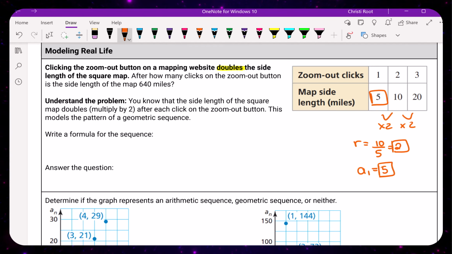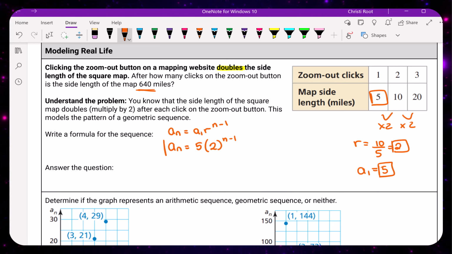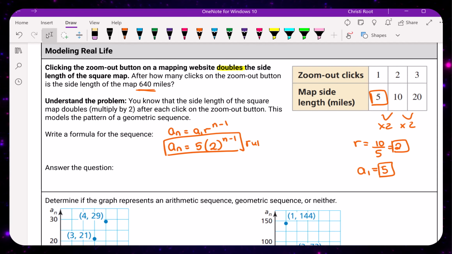So just from this information, I have enough to actually write a function. The reason I want a function is because I'm going to have to use it to find something far out. I'm going to start with my generic formula, just like I did last time. So a sub n equals 5, that's my first term, times the ratio of 2 to the n minus 1. This is the function, or the rule. Let's put function rule just for fun.